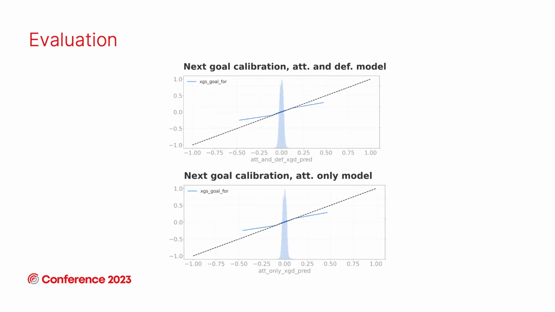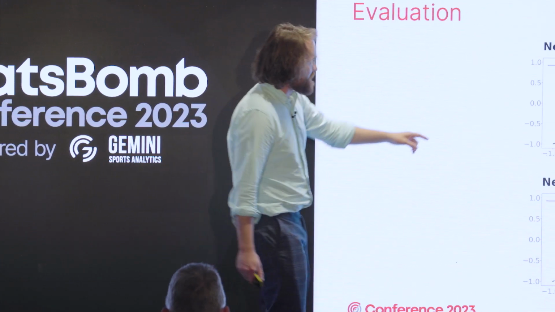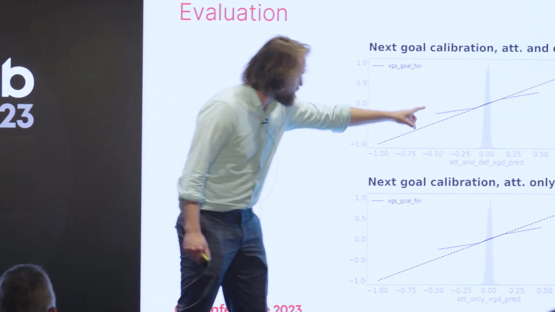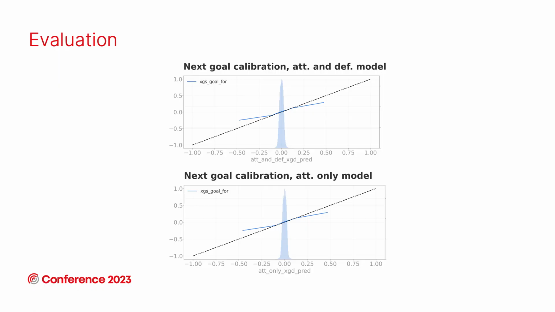This is calibration at the event level of both models. In this bulk area where most of the observations are, which you can see from the histogram, the model's really well calibrated. Then it goes off a little bit at the extremes. But for the most part, the value assigned to an event is well calibrated to whether the team actually goes on to score or concede later on.